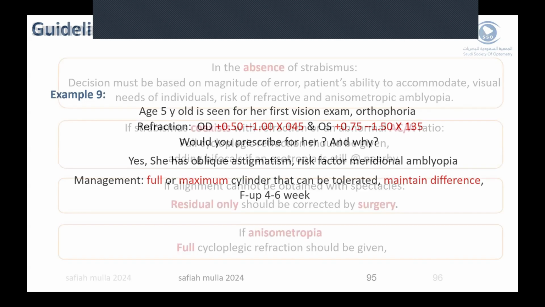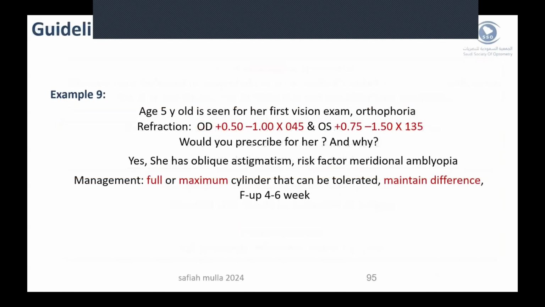Okay. So any question? Let's see. Yes, we have a question. Do you recommend using drops for children who do not tolerate wearing eyeglasses, atropine or cyclo, and how many times? Okay.